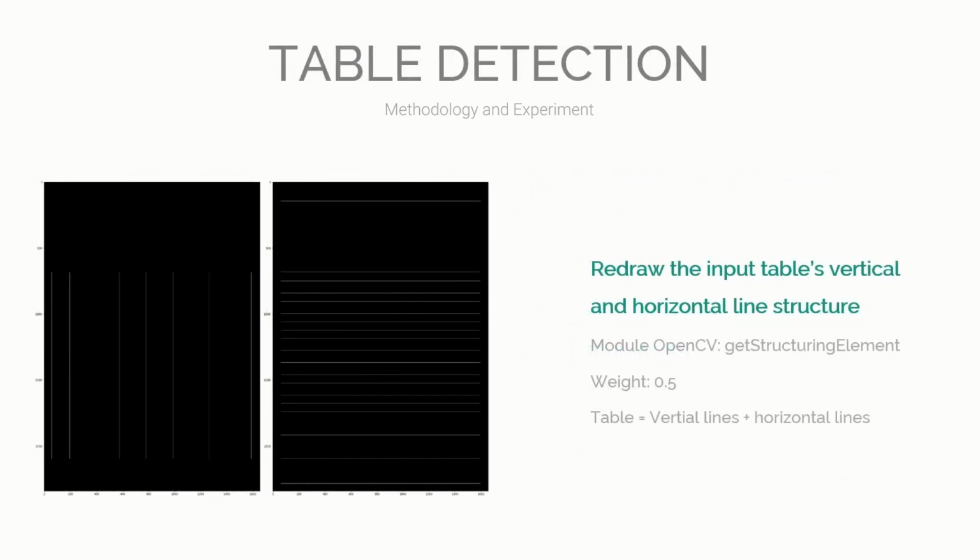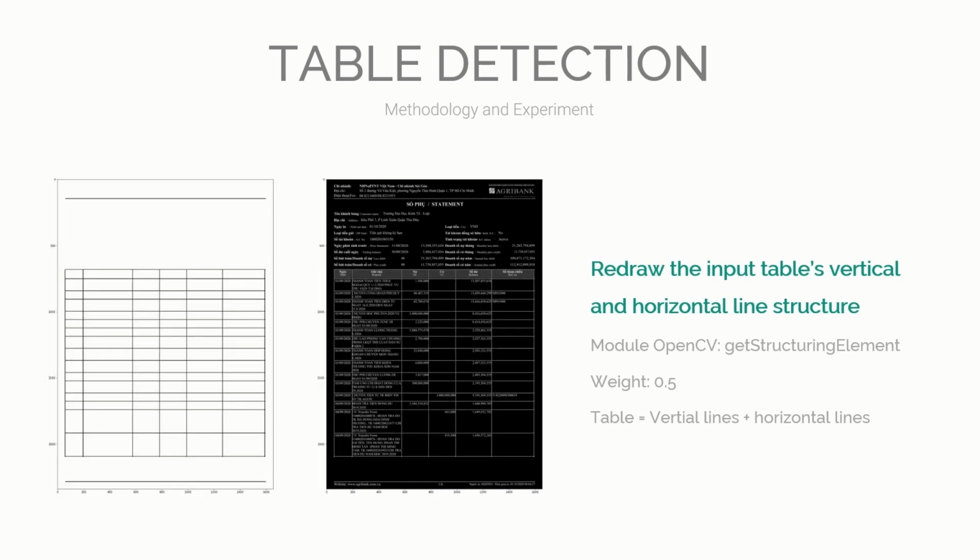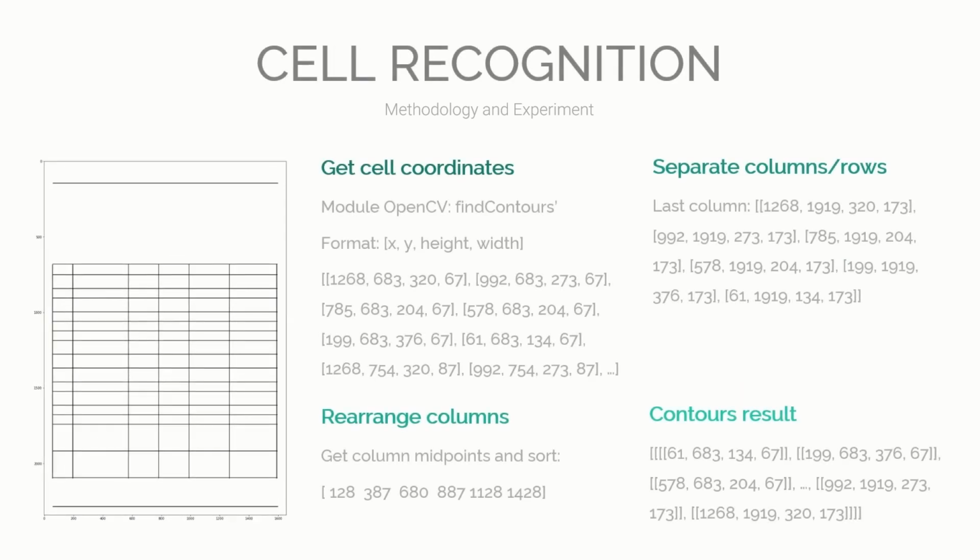We can redraw the input table's vertical and horizontal line structure by making fair use of the OpenCV library. Therefore, detect rectangular boxes, aka cells, by weighting both lines with 0.5. The next step is contour detection, which helps us retrieve each box's exact coordinates, and we can arrange them in the desired order.